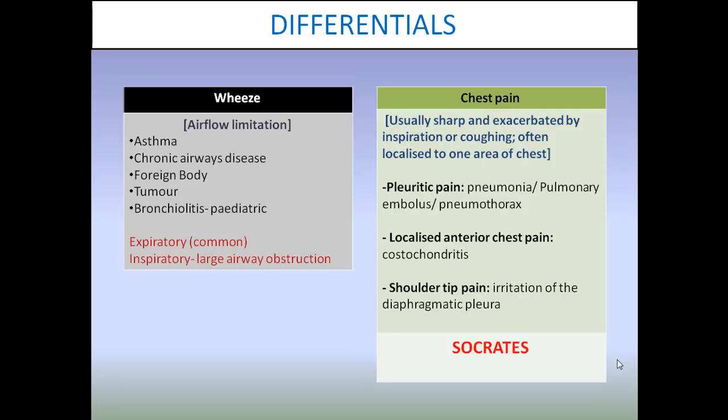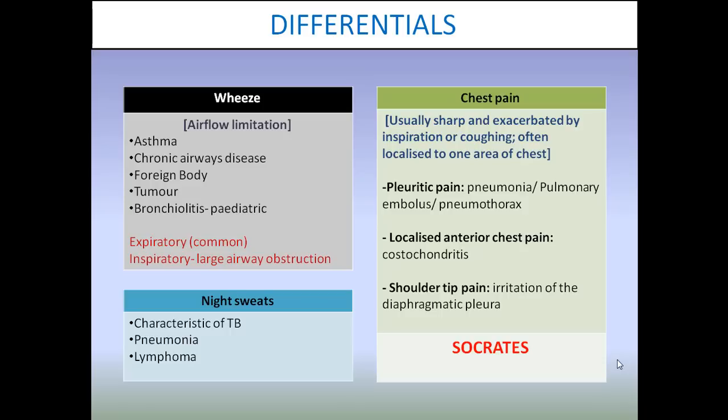Chest pain due to a respiratory disease is often sharp and exacerbated by deep inspiration or coughing, and it's also commonly localized to one area of the chest. Pleuritic pain is often associated with dyspnea and may be due to a pneumonia, a pulmonary embolism, or pneumothorax. Localized anterior chest pain, accompanied by costochondral junction tenderness, is suggestive of costochondritis. And pain in the shoulder tip indicates irritation of the diaphragmatic pleura. So chest pain presenting complaints could be a wide variety of differentials, and so it's important to ask a wide variety of questions to hone in on what you think could be going on.